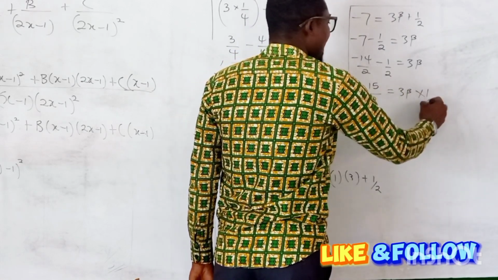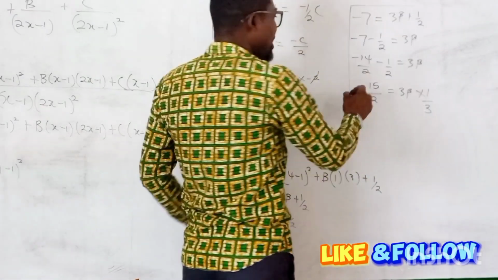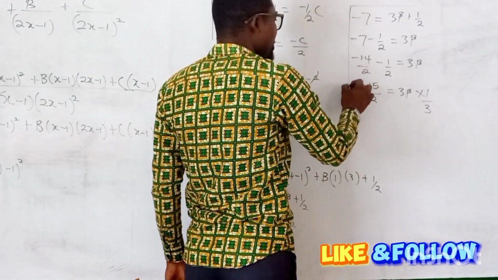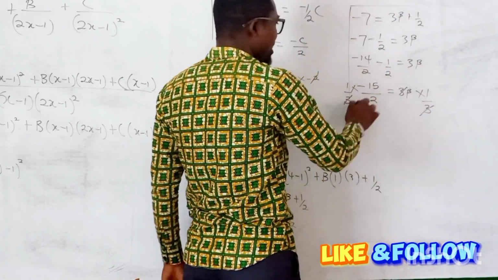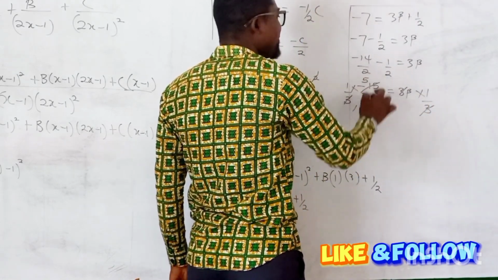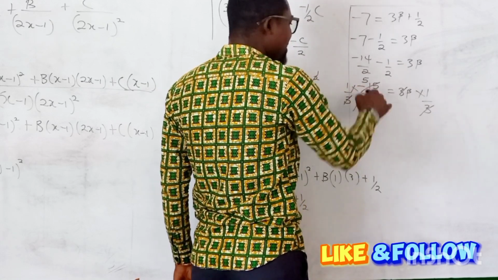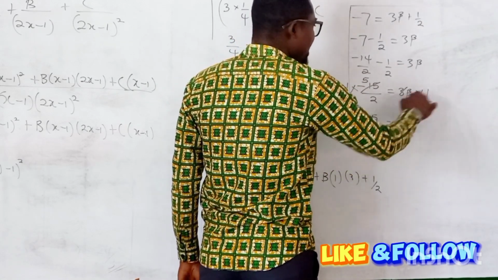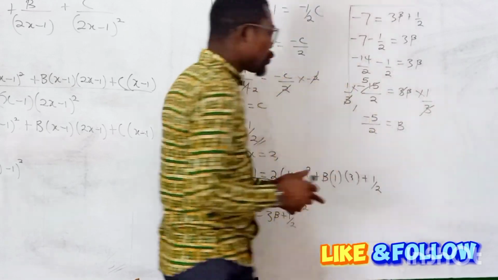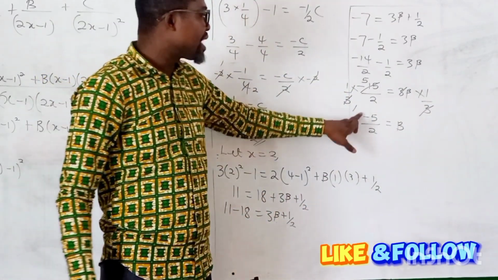I'll multiply both sides by 1 over 3 to take care of the 3 attached to b. So 1 over 3. So this 3 will cancel this. 3 there 1. 3 into negative 15 is negative 5. So 1 times negative 5 should give me negative 5 over 2. And my b times 1 should give me b. So that is the value of my b, negative 5 over 2.